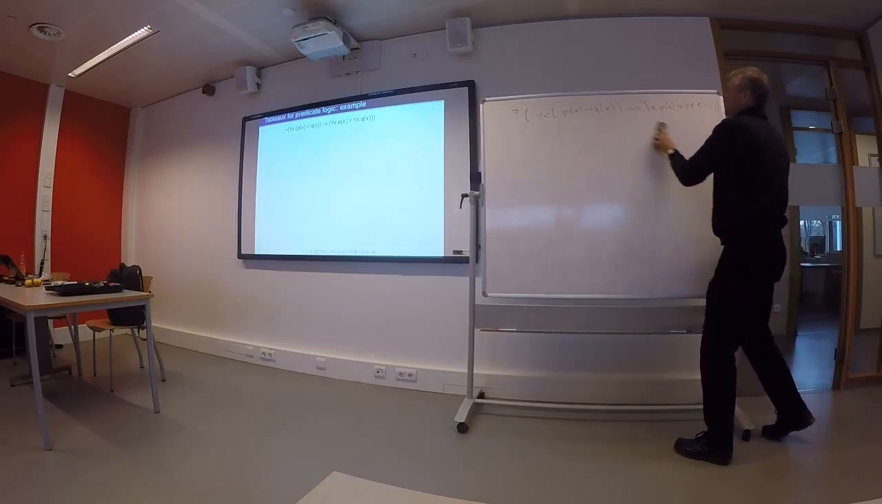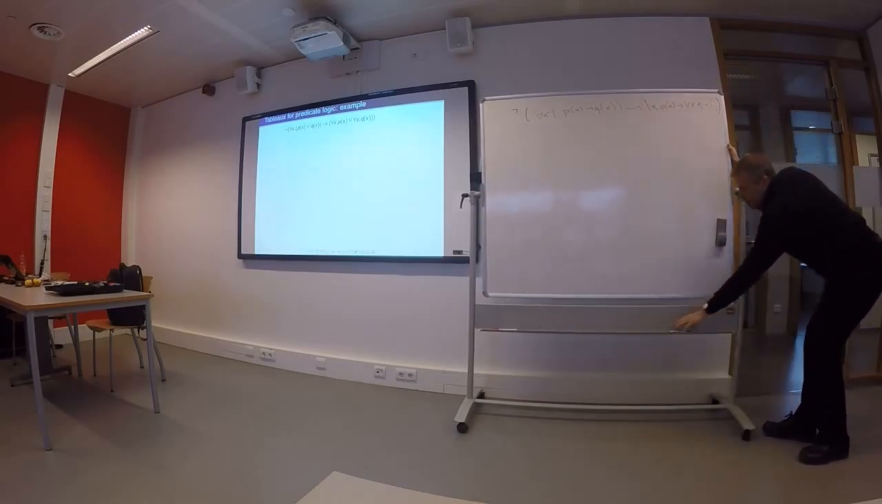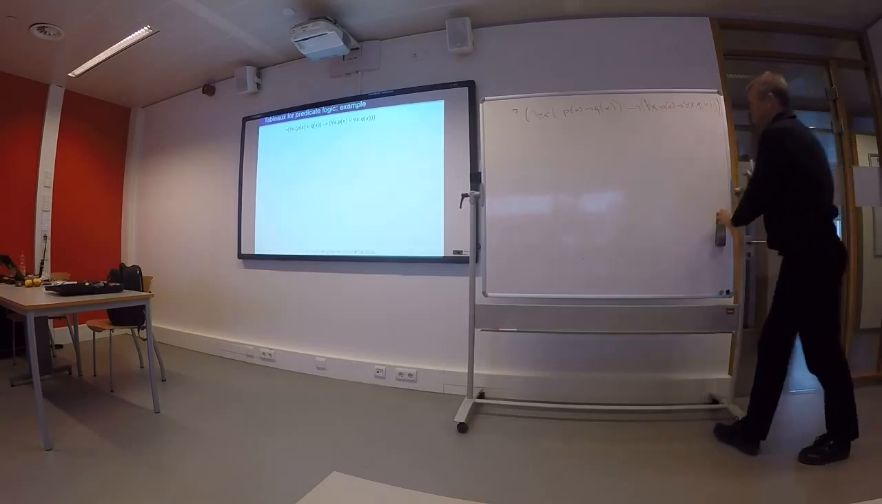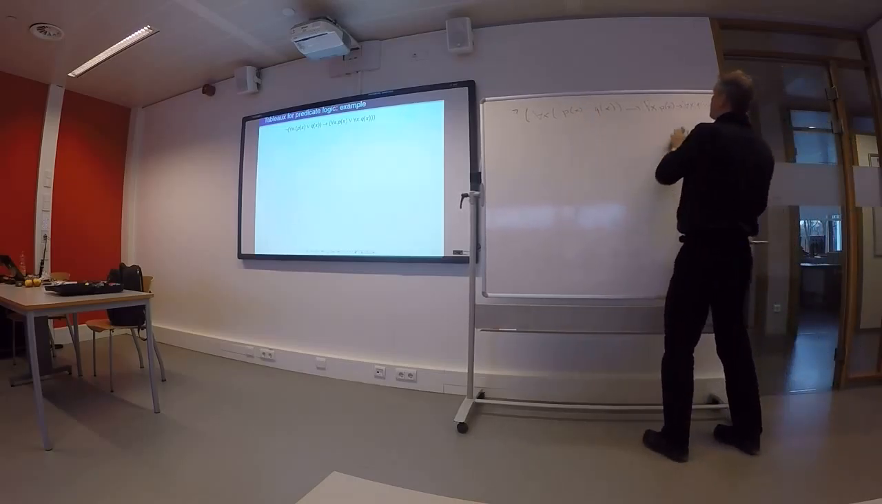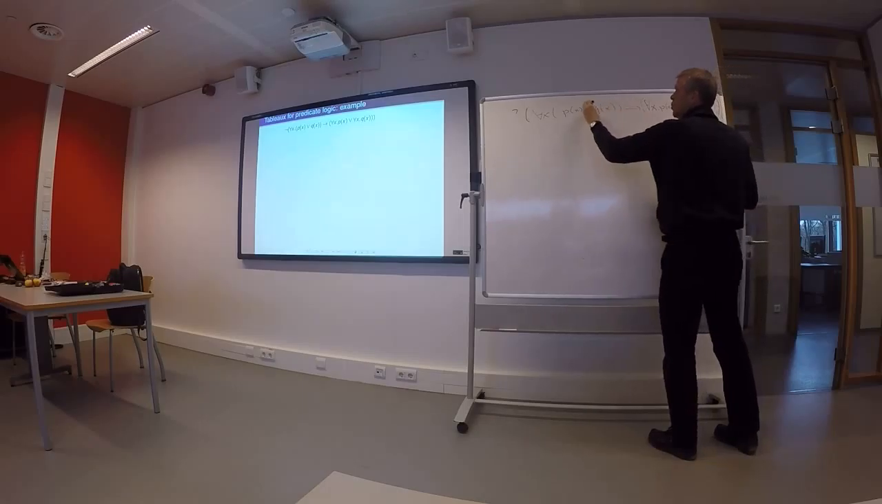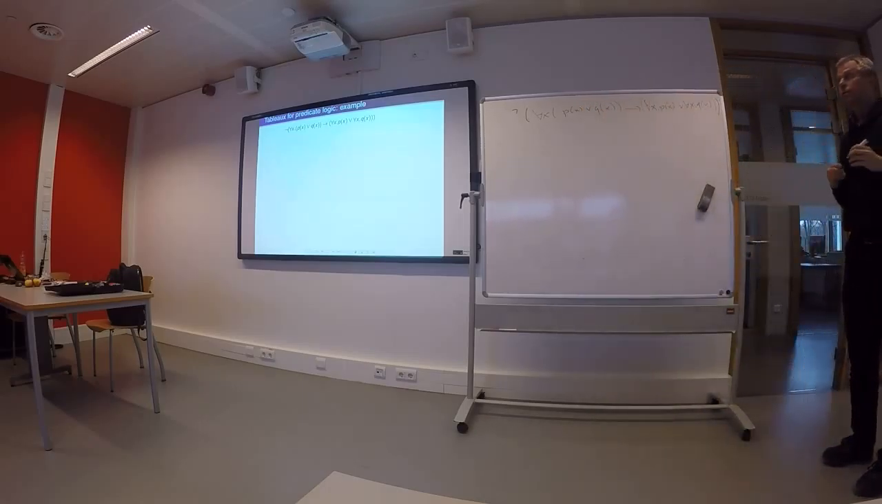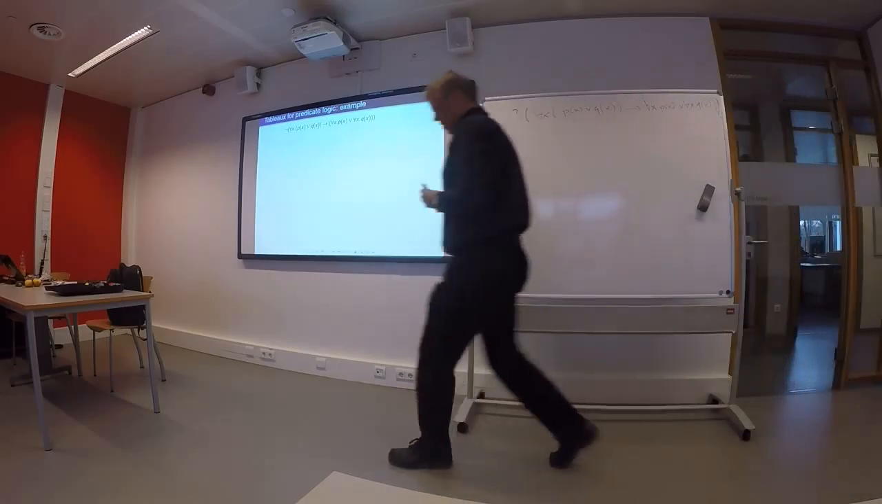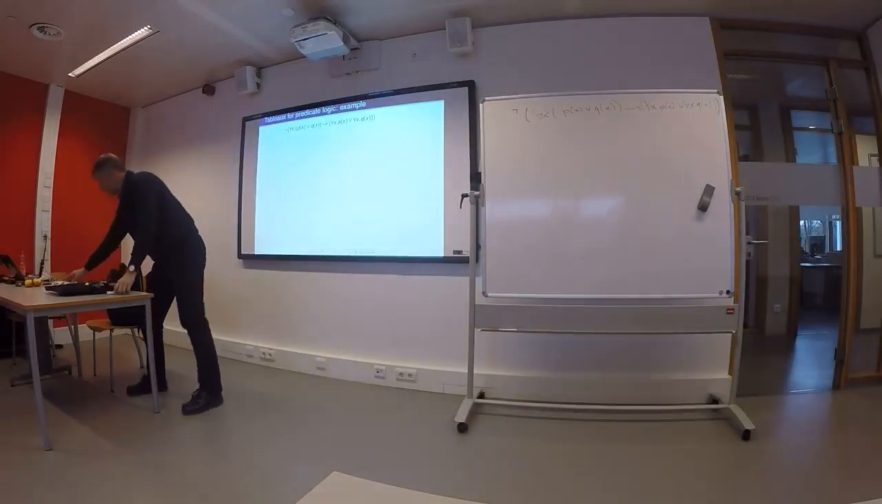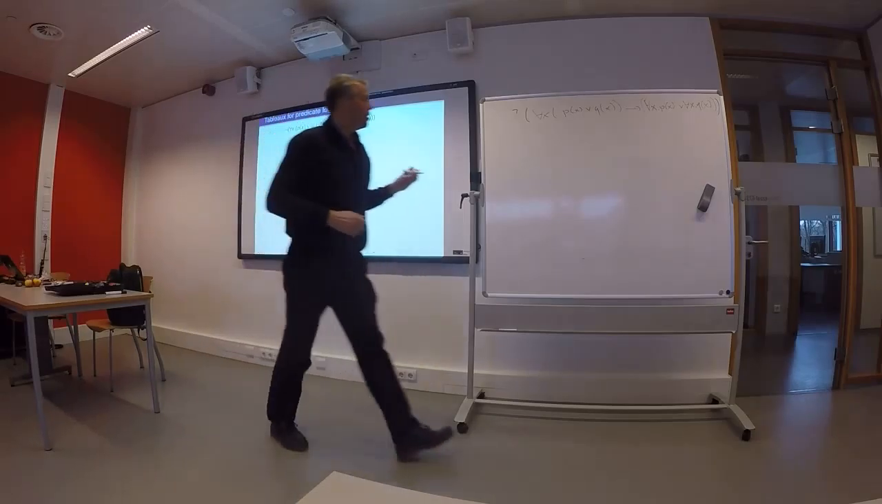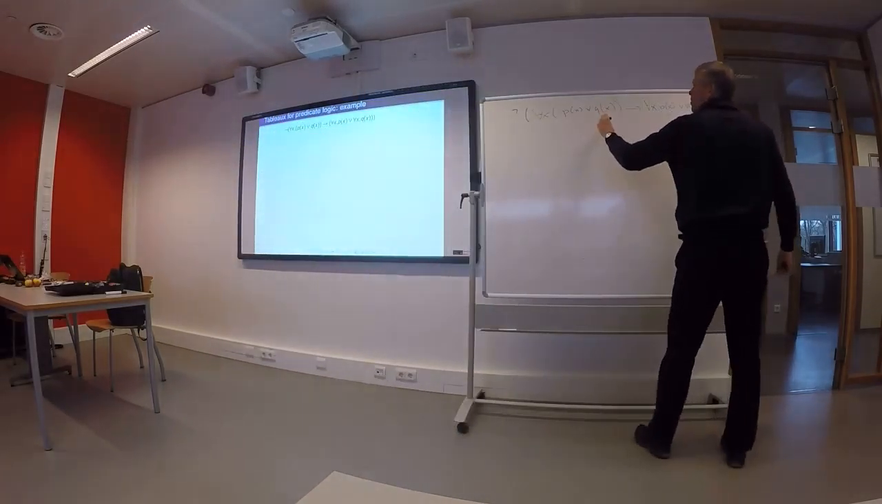So let's look at what comes out if we try to apply the semantic tableau method to that formula. I'm just going to replace the negation here by or, and that is then the formula we're working with. So the first step is still the same.